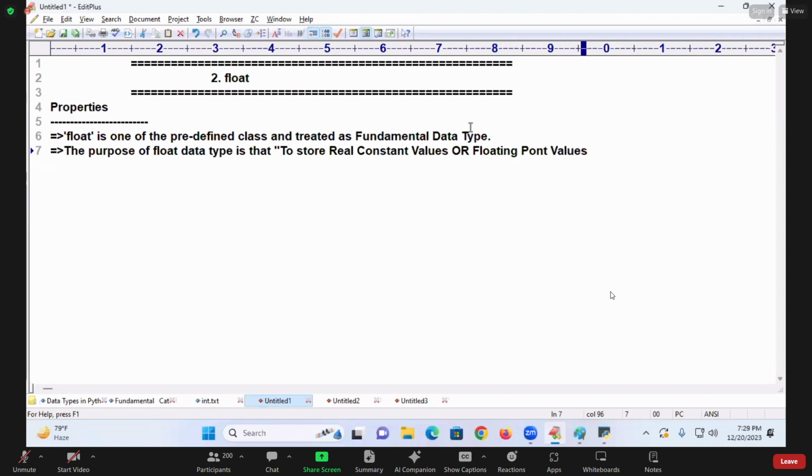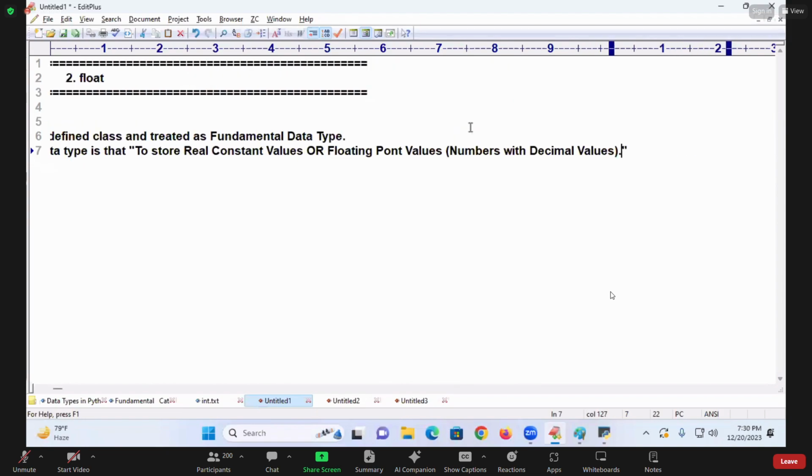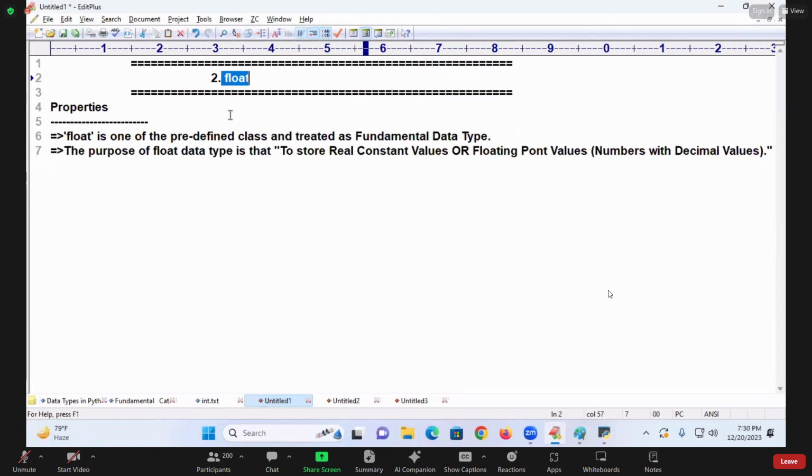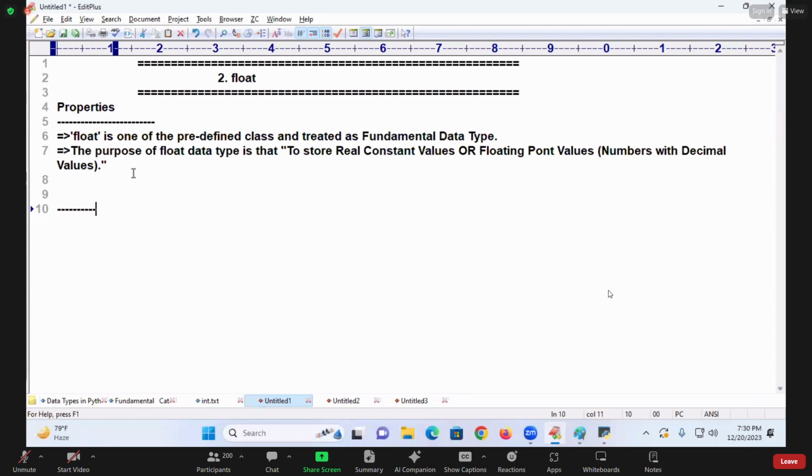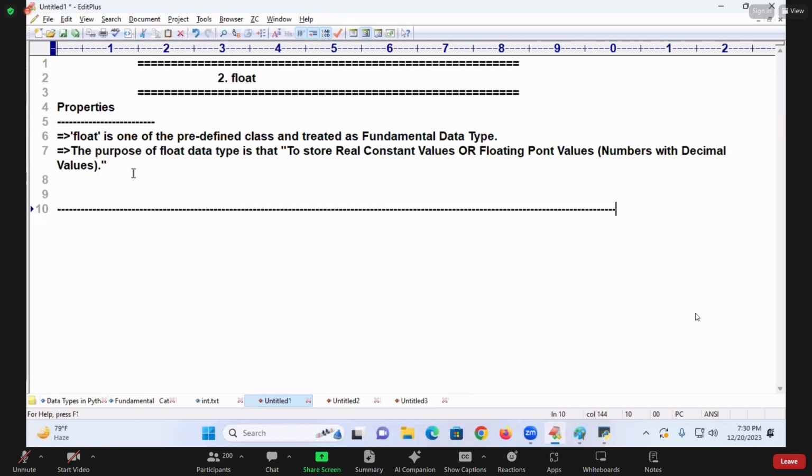Are you following me? Such type of values are nothing but numbers with decimal values. Numbers with decimal values are called floating point values. Are you able to follow? Let us go for one small example also. I will cover one small example here. Let us look into that.